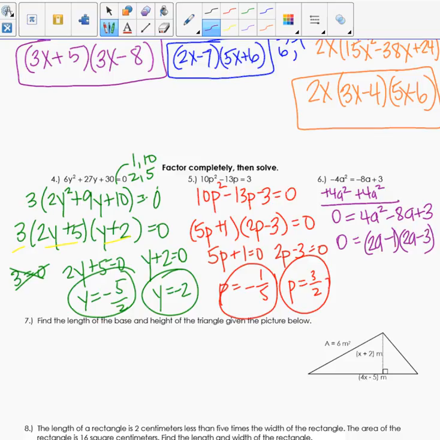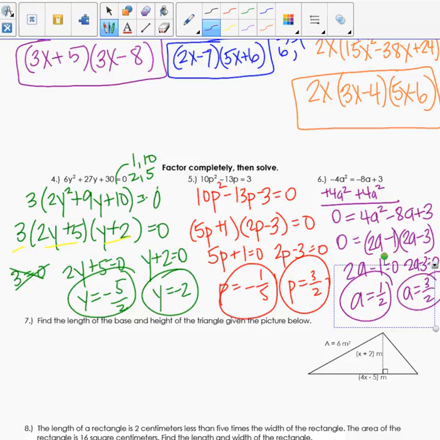2a times 2a is 4a squared. -6 minus 2 is -8. -1 times -3 is +3. Beautiful. So we have 2a minus 1 equals 0, and 2a minus 3 equals 0. So one of your answers is 1/2, and the other answer is 3/2.